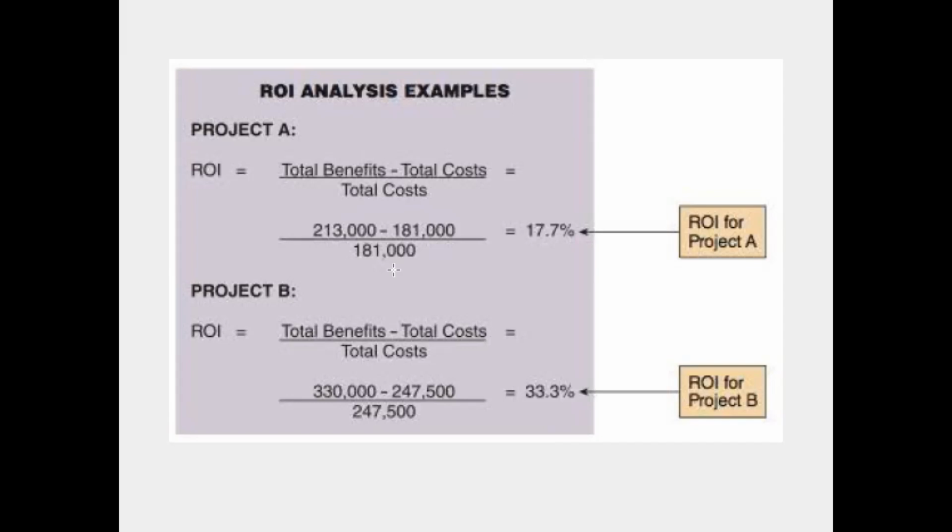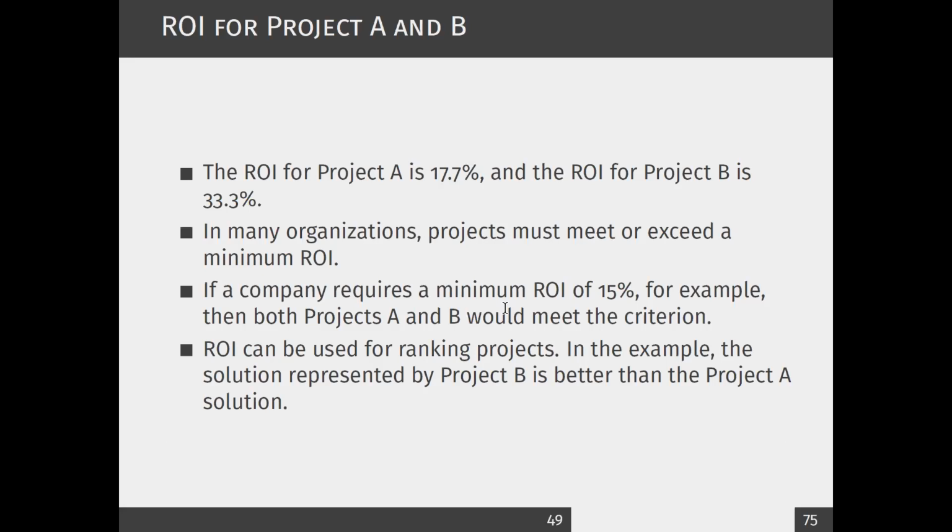Similarly, if you perform the same proposal, you will get total benefit 330 minus 247 divided by 347. So this is ROI for project B. So now when you have this, we can compare the two. ROI for project A is 17.7 and ROI for project B is 33.3.